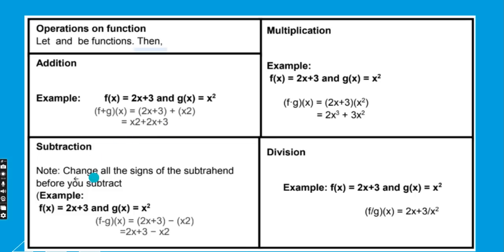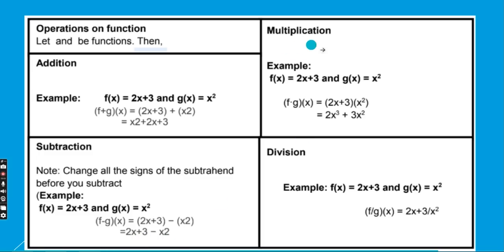In subtraction, we have to note that we need to change all the signs of the subtrahend before you subtract. Subtrahend is the second to be subtracted. And this one is minuend, and this one is subtrahend. So, f minus g of x is equal to 2x plus 3 minus x squared. So, pwede nating i-arrange to. Dapat nauuna yung x squared, na negative plus 2x plus 3. Or dito, tinanggap naman siya.